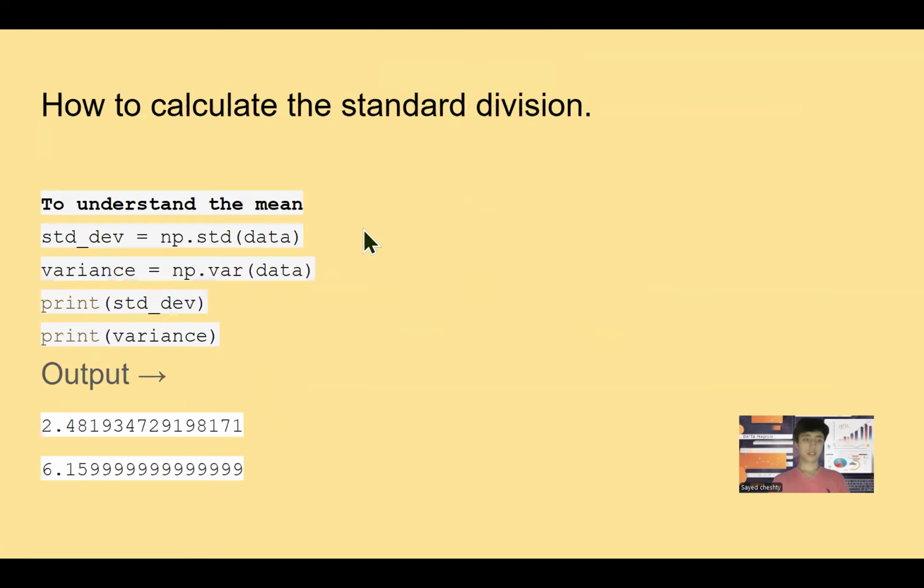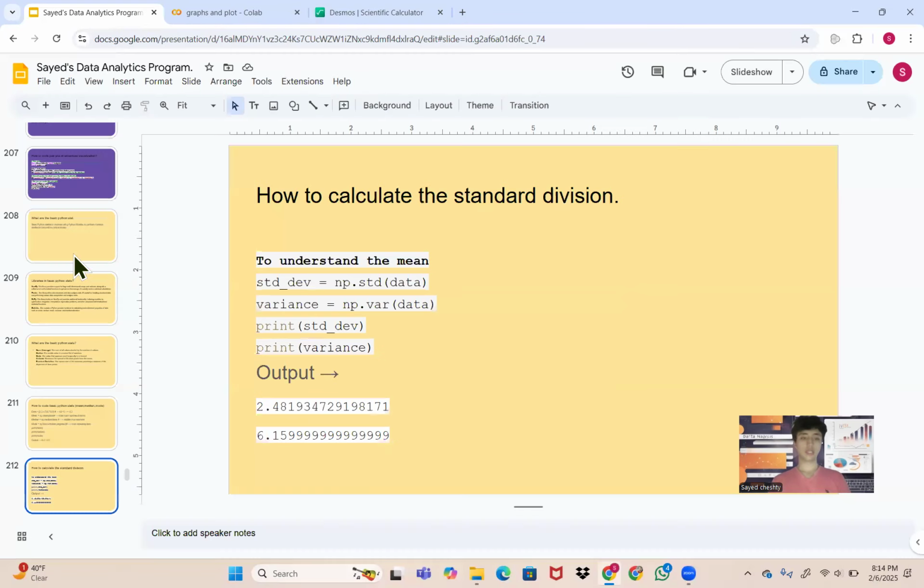So now how we can calculate the standard deviation is we understand it, the meaning or the mean. So std_dev equals np.std(data). The variance equals np.var(data). When we print both, we get a number that we don't know how to calculate, but it will give us the standard deviation.